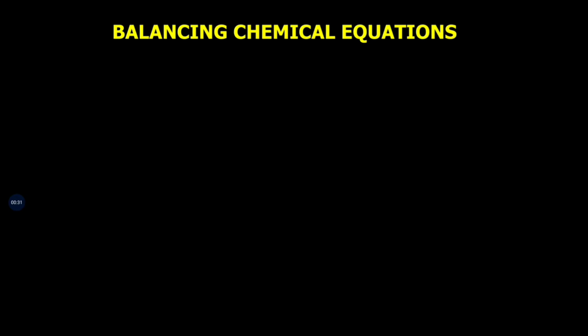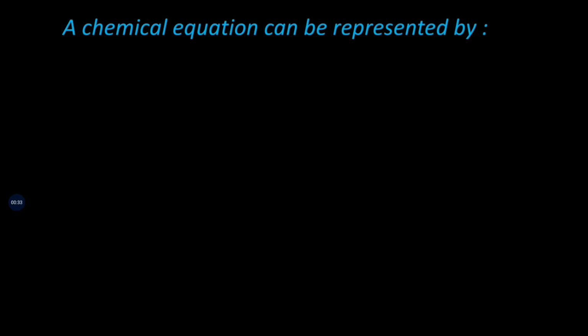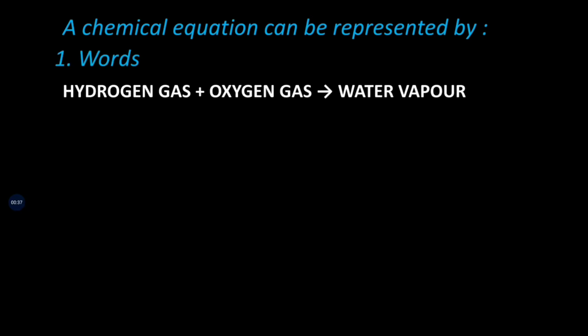Okay, a chemical equation can be represented by words. Example, hydrogen gas plus oxygen gas gives us water vapor. Water vapor simply means water in a gaseous state. For example, steam.